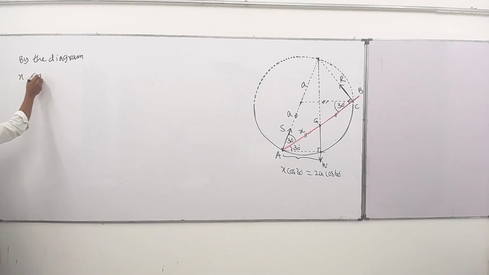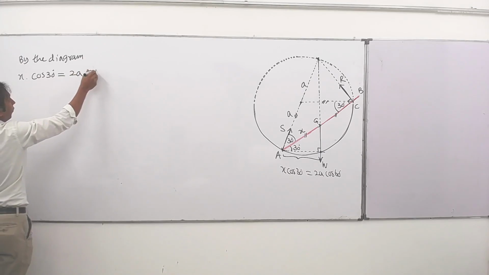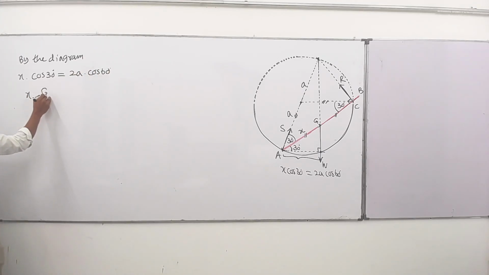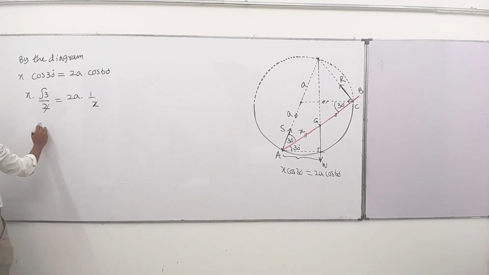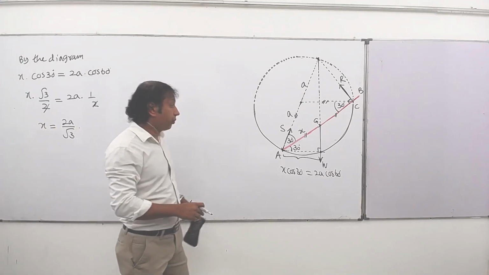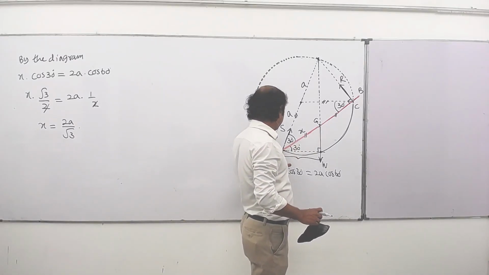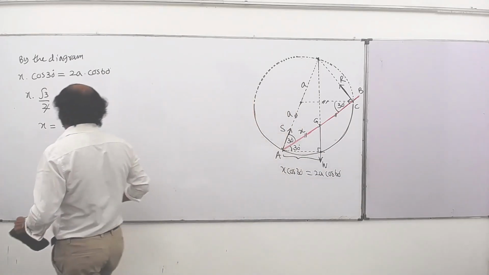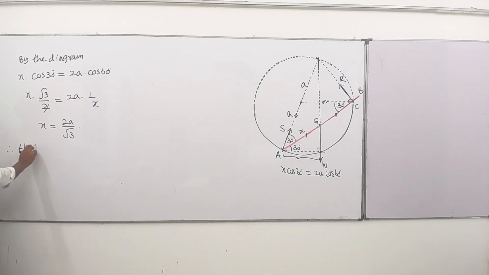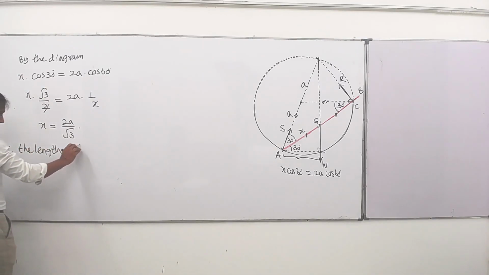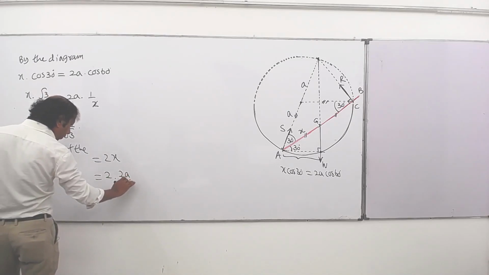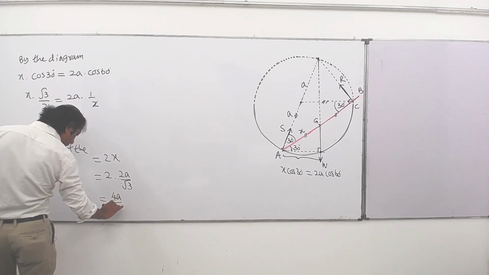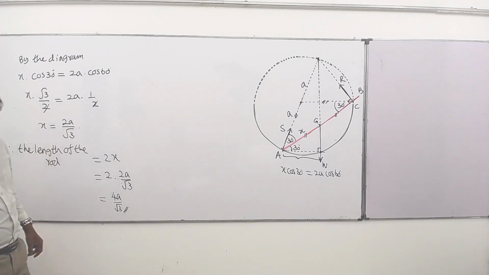X cos 30 is equal to 2A cos 60. Cos 30 is root 3 by 2, cos 60 is half. This and this you can cancel down. Then X comes as 2A divided by root 3. But the length of the rod means 2X, no? This is the midpoint, so the length of the rod is 2X. X is 2A over root 3, so this is 4A by root 3. That is the length of the rod.